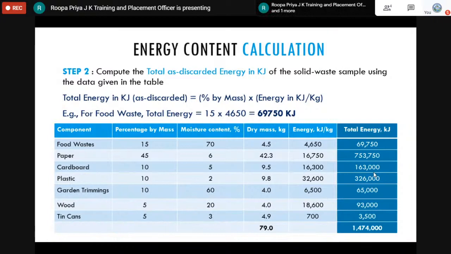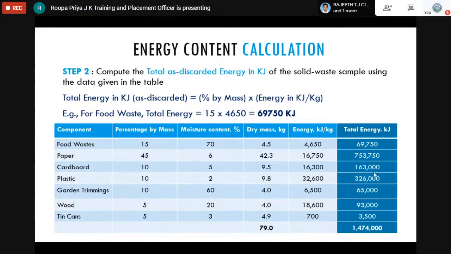So I've given you an example. Example for food waste, the total energy for the food waste is 15 into 4,650, which is the energy given in kilojoule per kg. That amounts to 69,750 kilojoule. So this total energy has to be calculated for each and every component given in the question. That is for food waste, paper, cardboard, plastic, garden trimming, wood, and tin can.